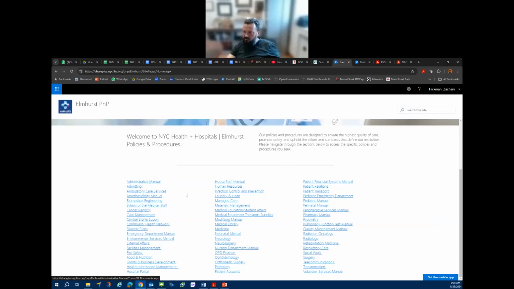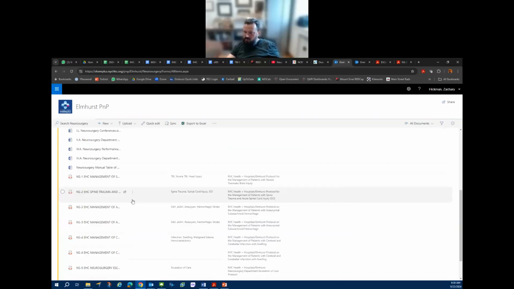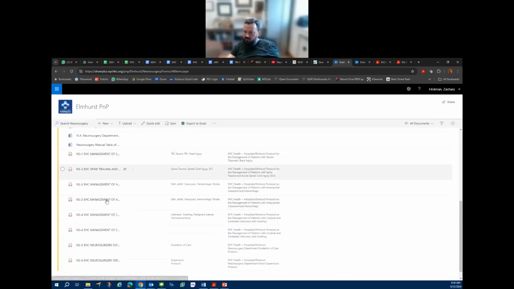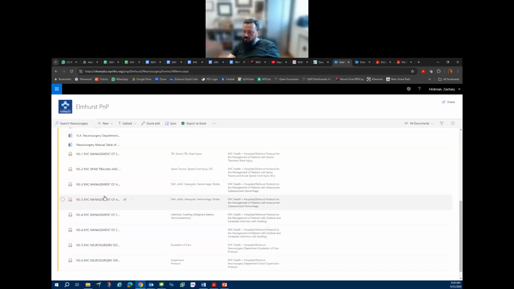There's an administrative manual, there's neurosurgery, there's neurology. For instance, if you click on neurosurgery, it has a bunch of administrative material, and then there are clinical policies here, including our escalation of care protocol, which we'll go over. There's also spine trauma, management of severe traumatic brain injury, management of aneurysmal subarachnoid hemorrhage, and management of a patient with cerebellar infarction with swelling. So these are all on here.